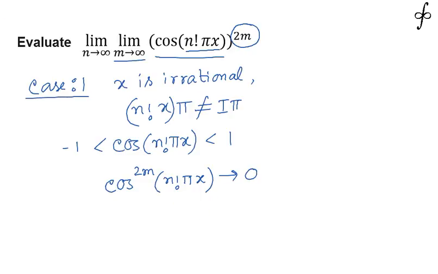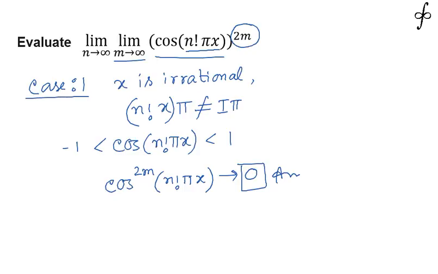This quantity will become very, very small, because it will always be bounded between minus 1 and 1, and it is getting multiplied infinite number of times. You can see that the exponent is an even number, so the negative values are also easily taken care of. Anything negative will be automatically converted to a positive value by this even power. So ultimately this whole thing will be tending to 0. So for the first case, the limiting answer is going to be 0.